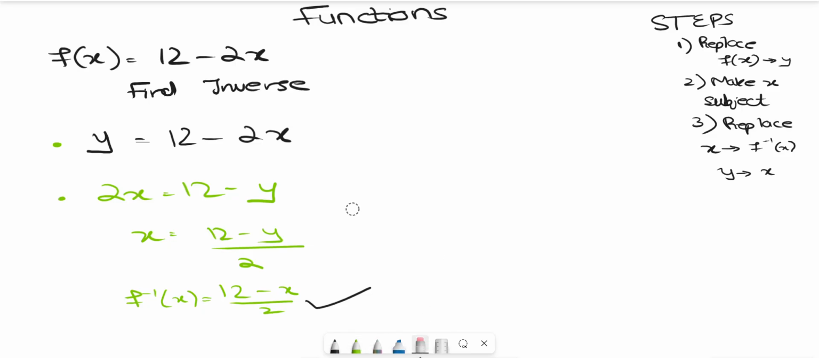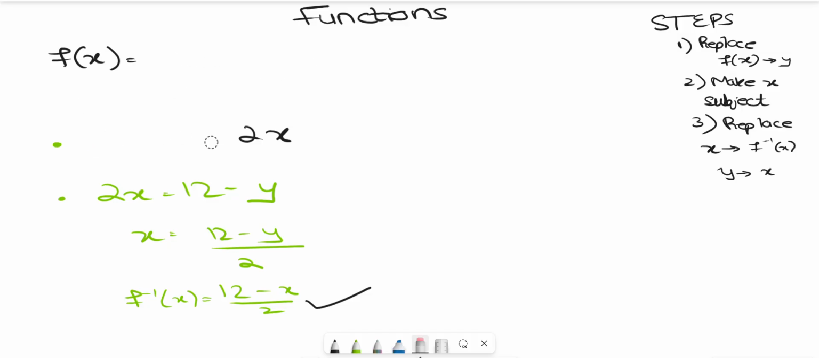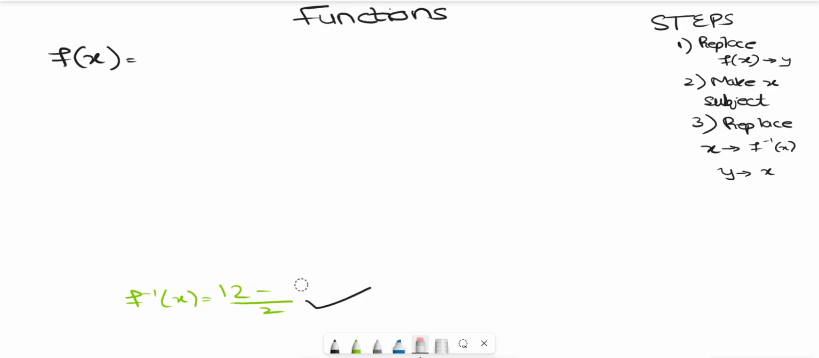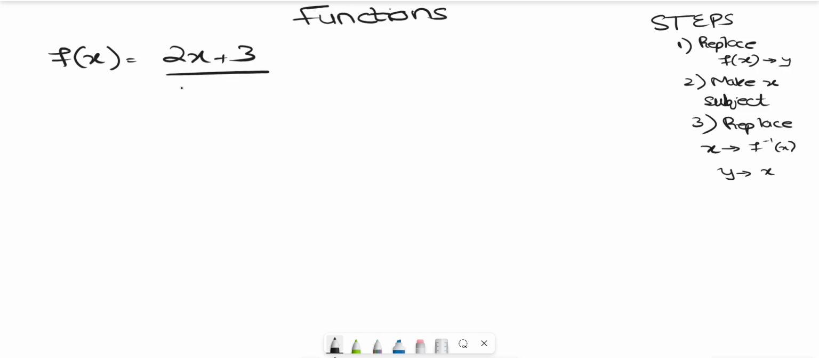Let's solve a difficult example. These were the easier ones. Why do I have the habit of erasing everything important? Okay. Combination: 2x plus 3 divided by 5x. Now what do we do? Simple, just follow the rules.